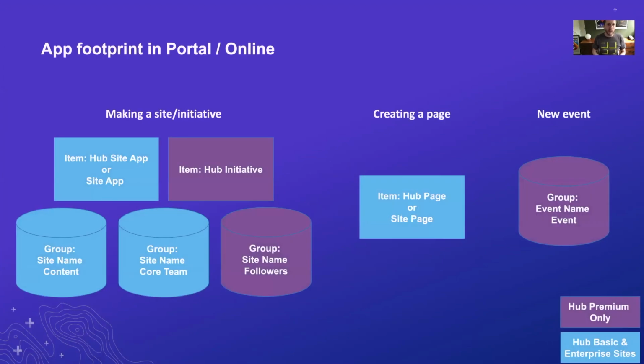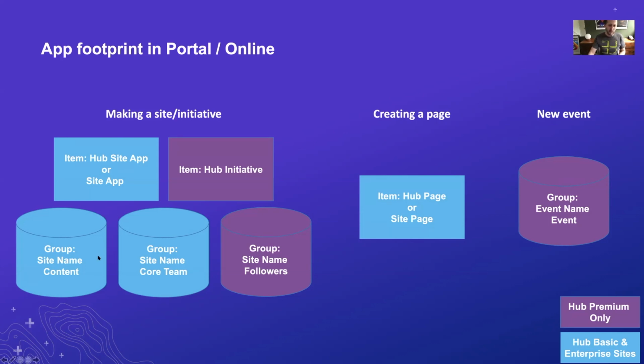So when I made that site, what happened in the app behind the scenes? In Portal or online, as with everything, it's items and groups. So when I made a site, if I have Hub Premium, you'll notice I get a couple of extra things, but fundamentally a site is an item. It's either a Hub site application or a site application, depending on enterprise or online, but the exact same concept.